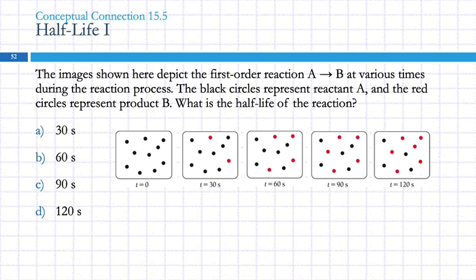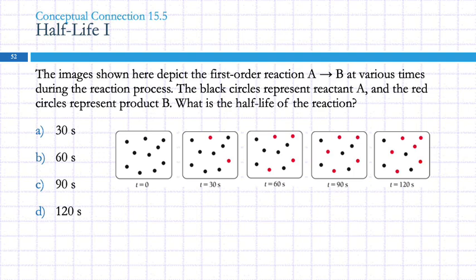Okay, so here we have some pictures. These are showing the first order reaction A to B at various times. Black circles are A, red circles are B. What's the half-life? I'm going to start by counting these dots. 1, 2, 3, 4, 5, 6, 7, 8, 9, 10. So 10 of A to start with.